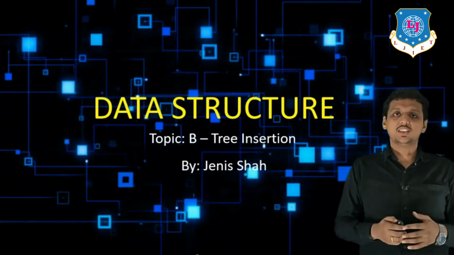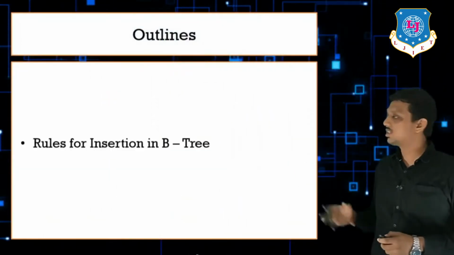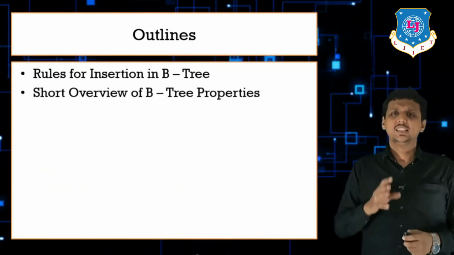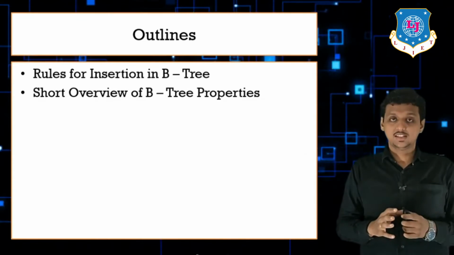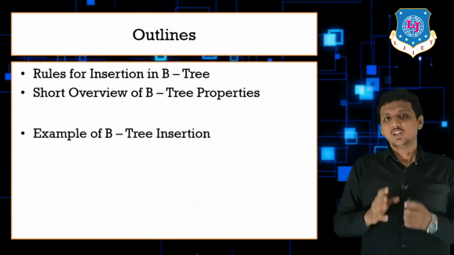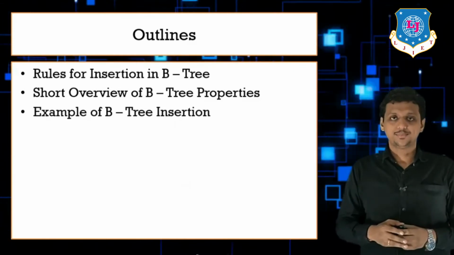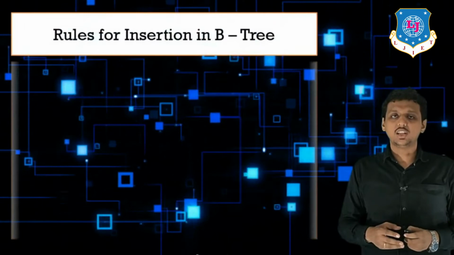So let's begin with the outlines. Students, for today's outlines, first we'll talk about the rules for B-tree insertion. Then we'll go on to a short overview of B-tree properties. Then we'll see an example of B-tree insertion. So let's start with the first, the rules for the B-tree.